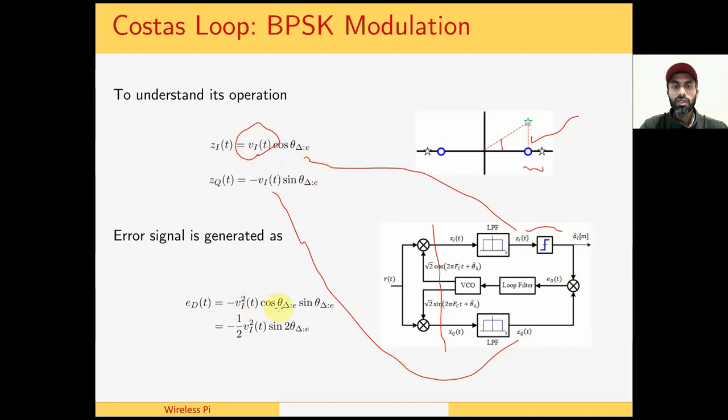we get V_i squared T and cos theta delta E sin theta delta E. Using a trigonometric identity, we get sin 2 theta delta E. Now remember that this is very close to the actual data symbol, which was +1 or -1. With the squaring, this is gone. If theta delta is very close to 0, then we can use the approximation sin theta is nearly equal to theta, and this 2 cancels out with this 2, and the result is that our error signal is very close to the actual phase error between the transmitter and receiver local oscillators.